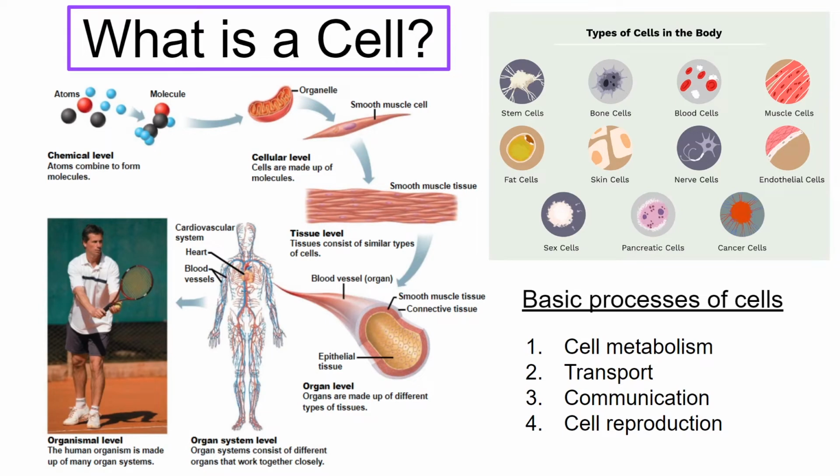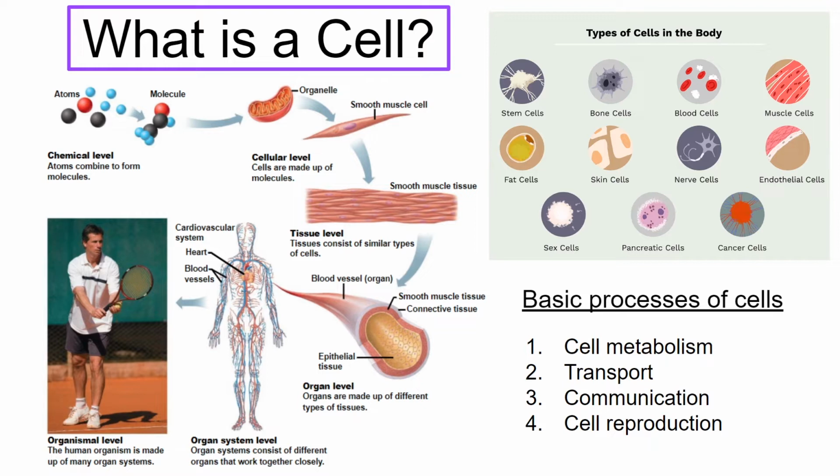Let's start by making sure we understand what a cell is. Check this out in the slides. Cells are the basic building block of life. One or more cell types combine together to make tissues, and tissues combine together to make organs, and organs combine together to make organ systems.